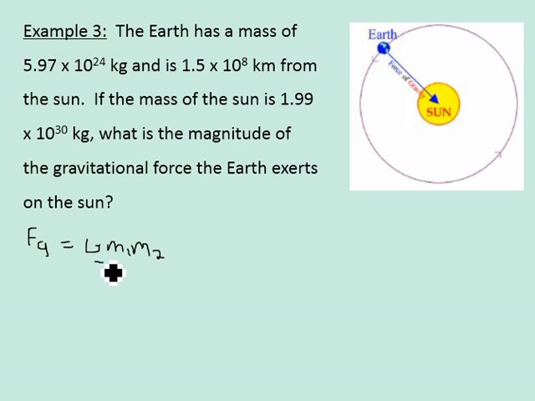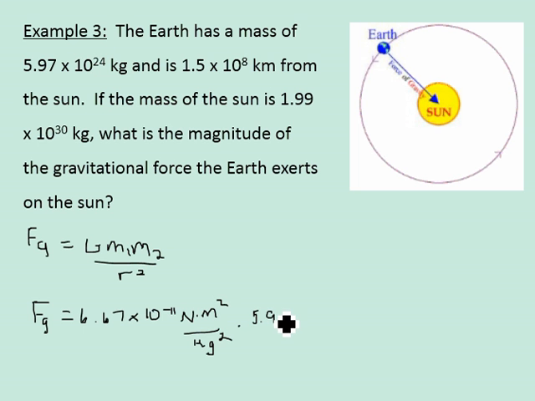You can start to see this is where some of our numbers get really big. So you're going to have to be careful with how you put information into your calculator. So my G is still 6.67 times 10 to the minus 11 Newton meter squared per kilogram squared. We're going to multiply our first, which we're going to say is the mass of the Earth, 5.97 times 10 to the 24th kilograms.